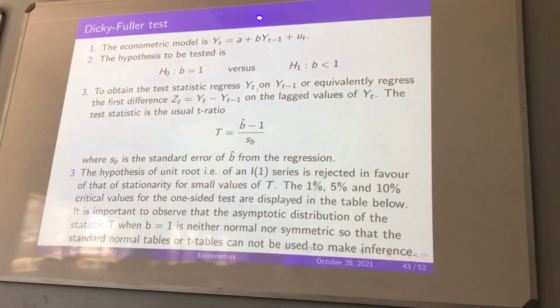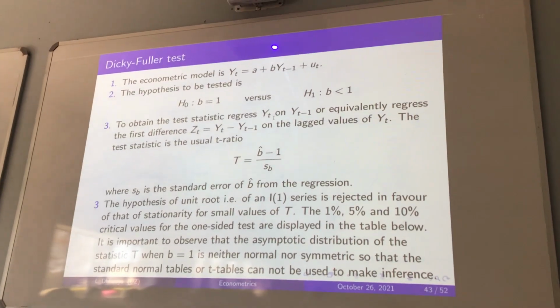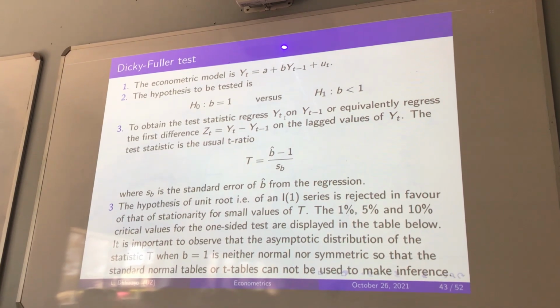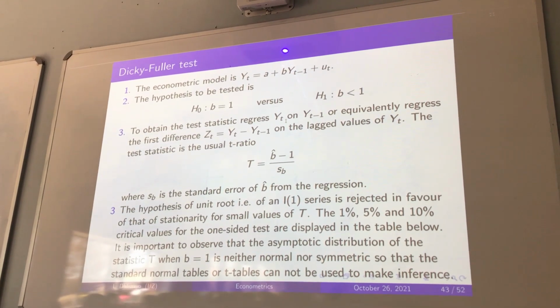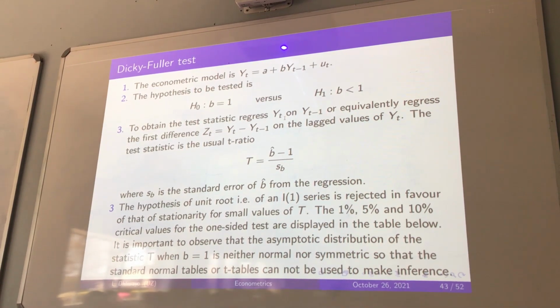The econometric model: Yt is equal to a plus b Yt-1 plus the error term ut. The hypothesis to be tested is b is equal to 1, in other words, we're saying b is unity.